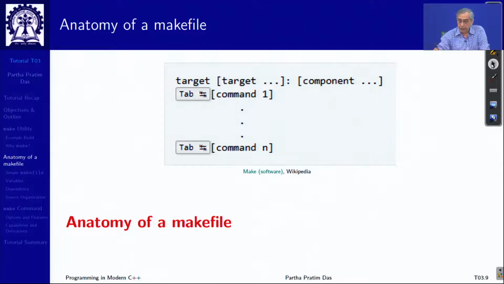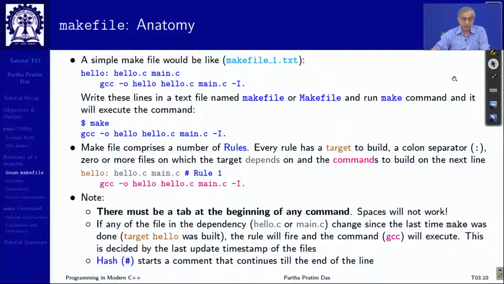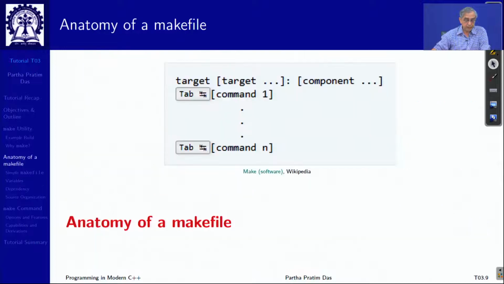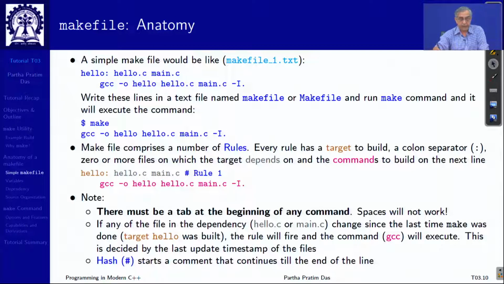You could look at it in the code details like this. So, here is the target, here are the components. I have two components here, and here is my command, and what you cannot see, but has to be actually a tab, not just spaces.